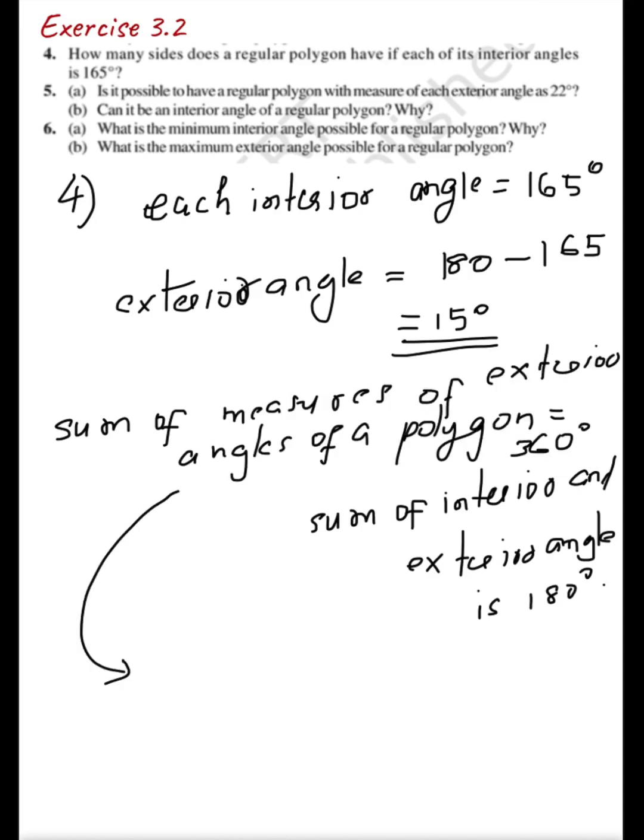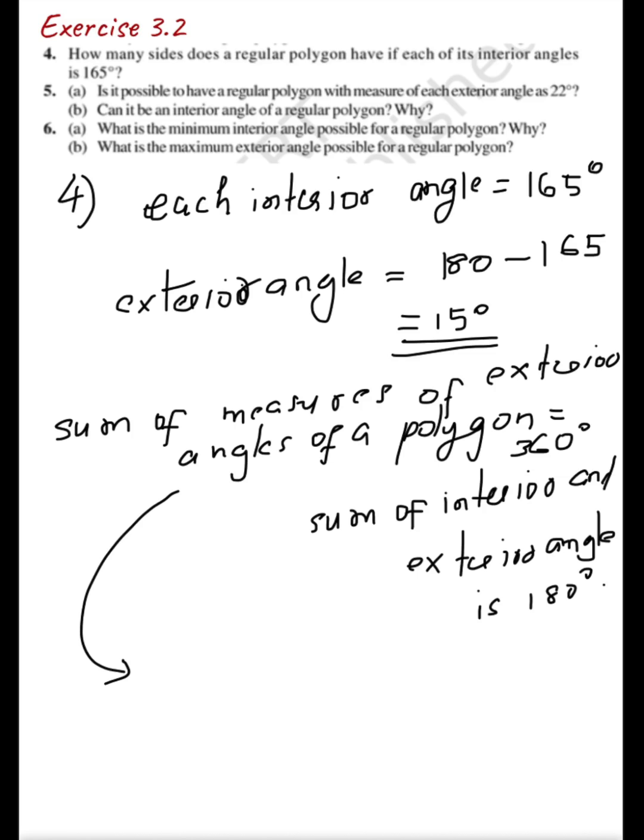And you know one more thing. The number of sides will be equal to the number of exterior angles. That is, if 6 exterior angles are there, there will be 6 sides. If 3 exterior angles are there, it will be a 3-sided polygon. If 5 exterior angles are there, it will be a 5-sided polygon.